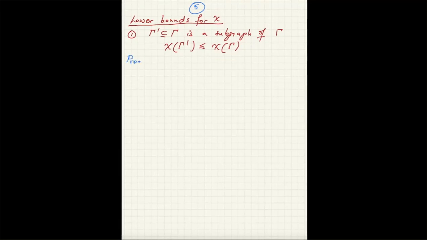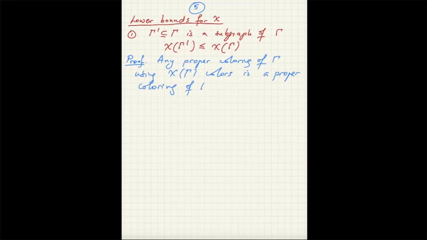And the proof is easy because any proper coloring of gamma using chi of gamma colors is a proper coloring of gamma prime. So, okay. Now, what consequence do we have?